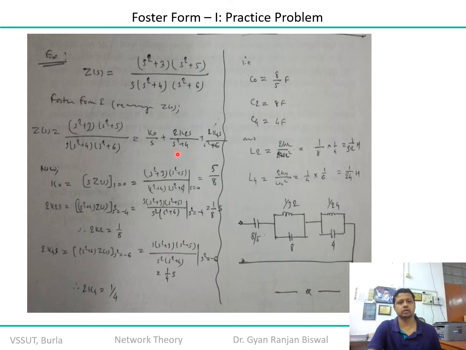Similarly, to find out the value of 2k2, I am comparing this whole transfer function and applying s square is equal to minus 4. If we apply s square minus 4, it leads to infinity, so it will vanish from the participation of the partial fraction expansion as per the rule. So by applying this property at s square is equal to minus 4, you are getting 2k2 s is equal to 1 by 8.